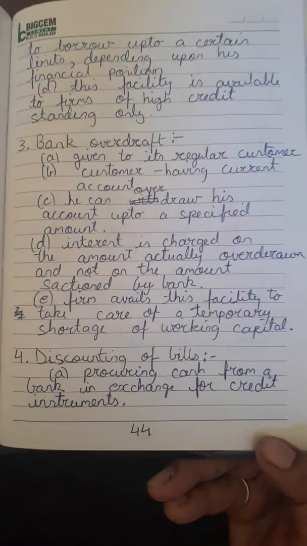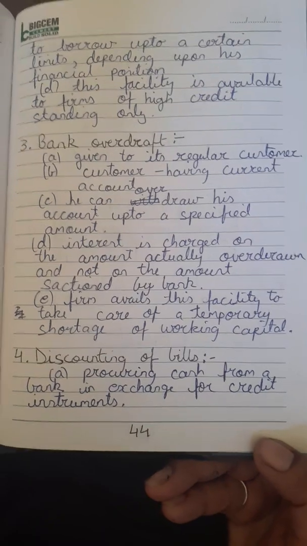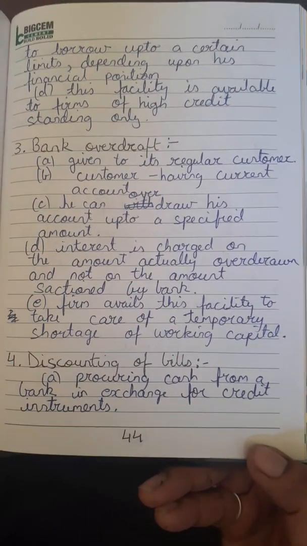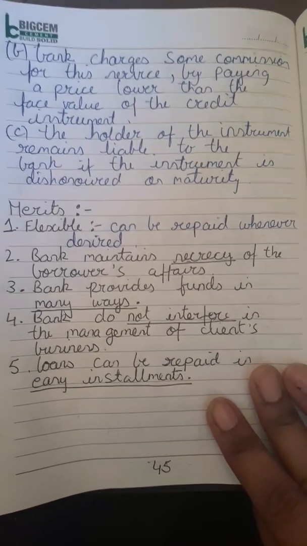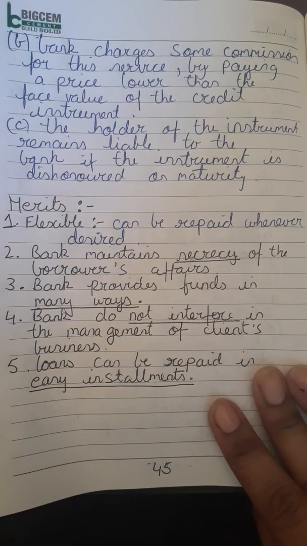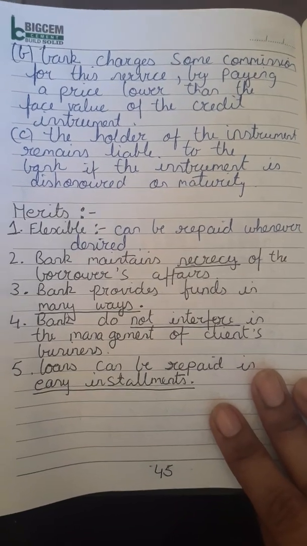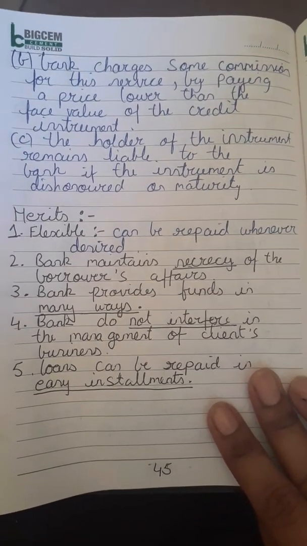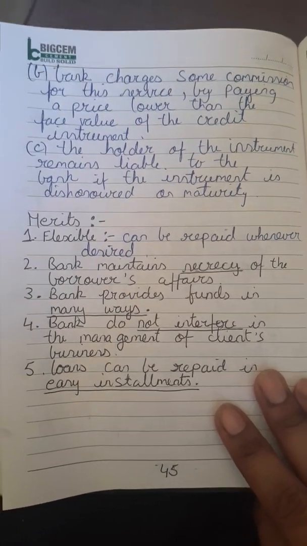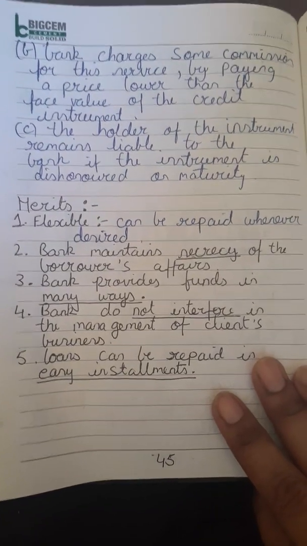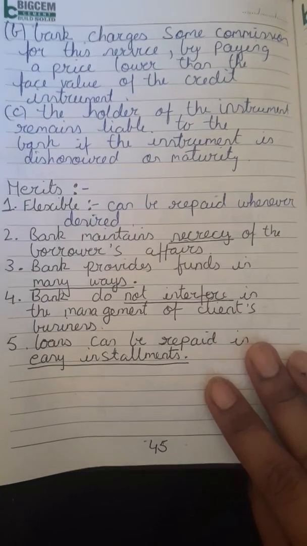Fourth, discounting of bills. It means procuring or taking cash from a bank in exchange for a credit instrument. Bank in return charges some commission for this service by paying a price lower than the face value of the credit instrument. The holder of the instrument remains liable to the bank if the instrument is dishonored or not paid on maturity. The merits of bank credit are: firstly, it is flexible because it can be repaid whenever desired.